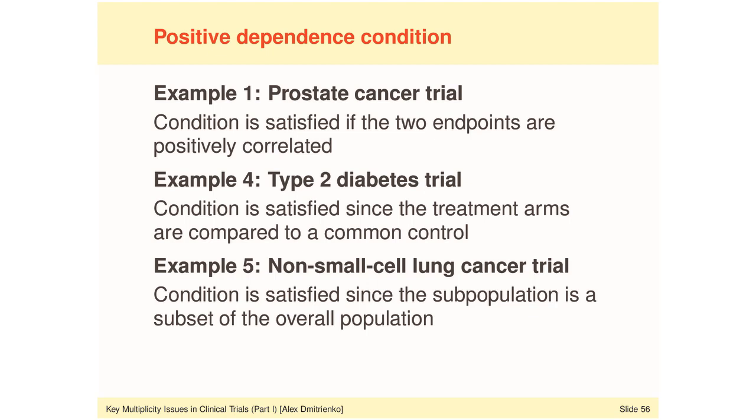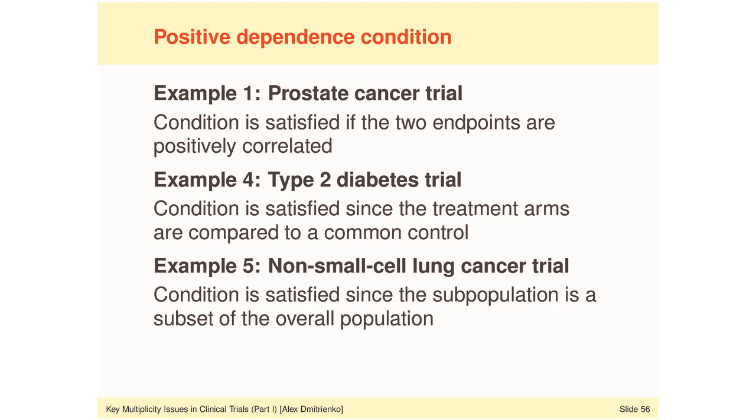procedures. What you see on the slide is a list of scenarios that are based on the clinical trials that are introduced in Module A, and also the specific conditions under which those semi-parametric procedures provide family-wise error rate control. Beginning with example 1, the prostate cancer trial, the positive dependence condition is satisfied if the two endpoints are positively correlated. This may require some additional justification to show that in reality, truly, those endpoints are positively or actually non-negatively correlated.